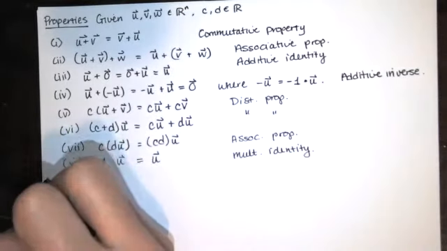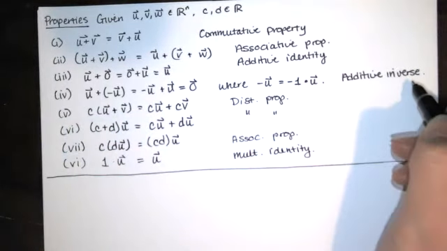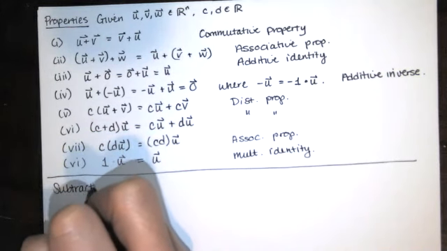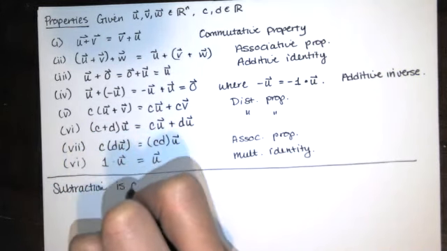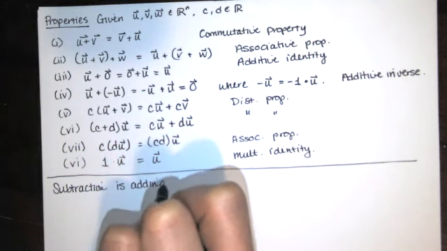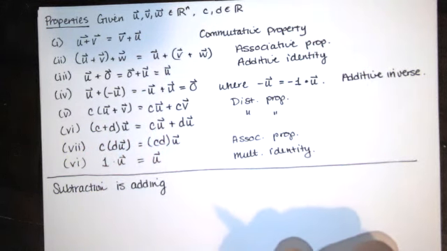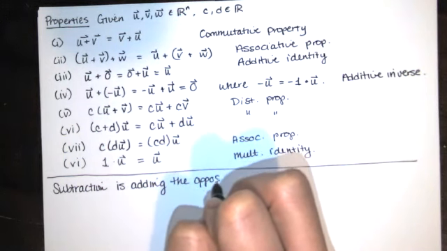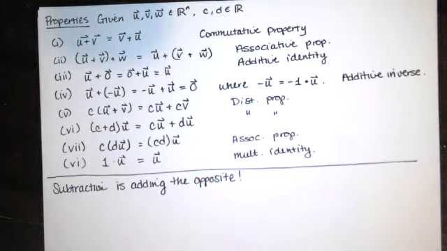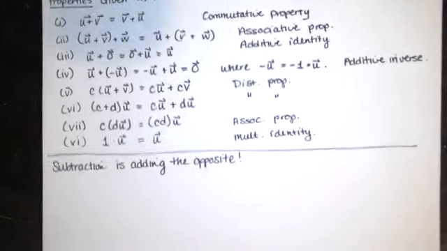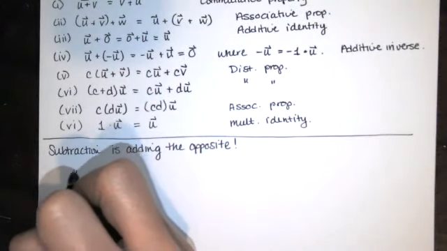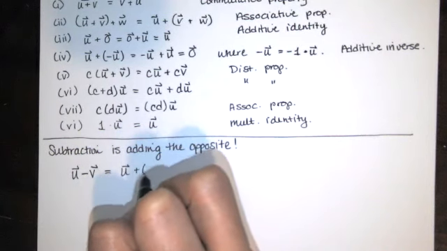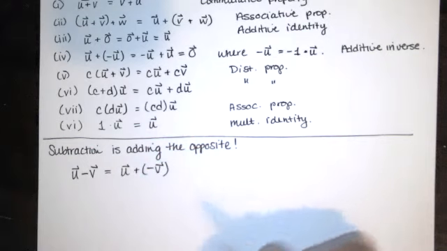so with that in mind, because we have this idea of the additive inverse, we can talk about subtraction. I'm sure you guys have learned about subtraction of real numbers. Subtraction is the same as adding the opposite. So when I take u and I subtract v, that's the same as taking u and adding negative v.